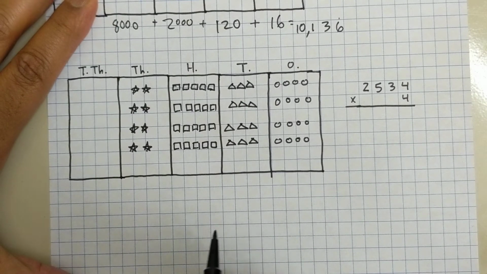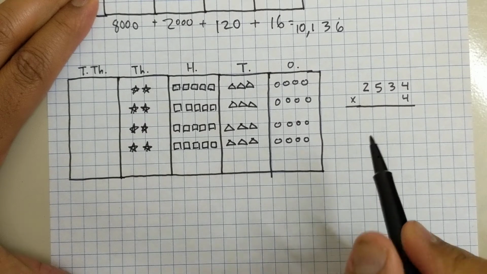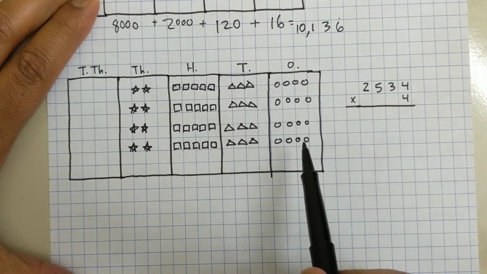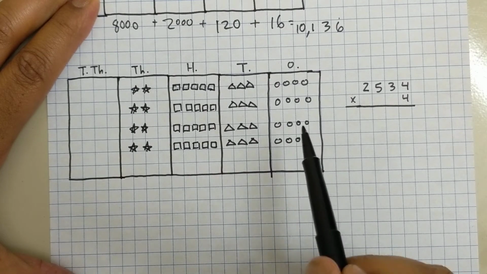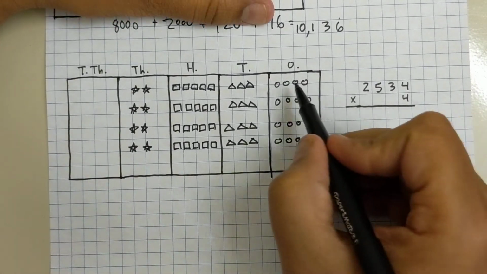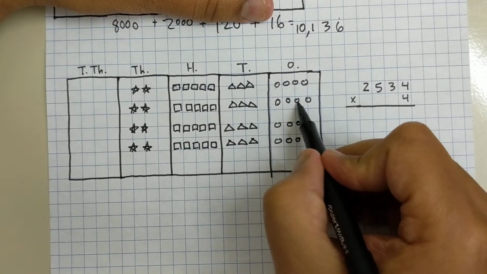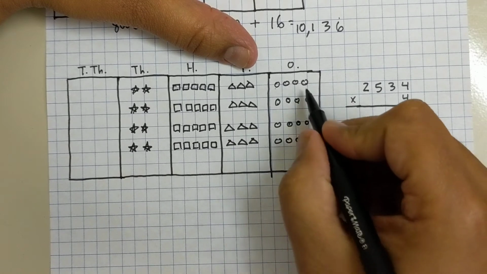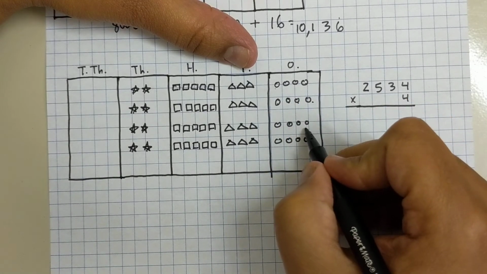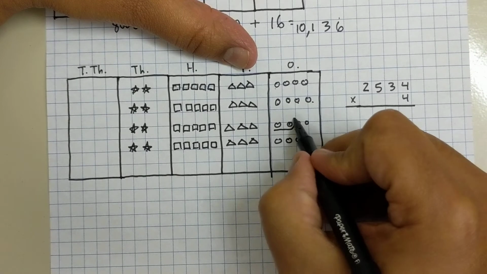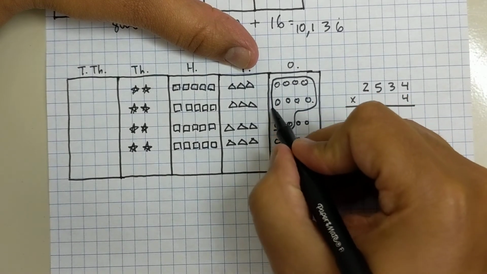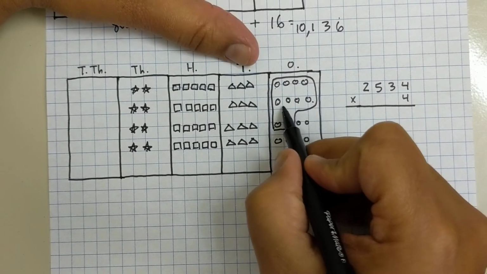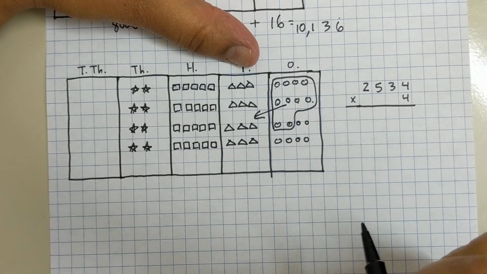The fact that kids already know and then can't really apply is that you need to take 10 things and trade them in to get one thing. In this case, I've got 1, 2, 3, 4, 5, 6, 7, 8, 9, 10 circles in my ones place out of 4, 8, 12, 16. I can take 10 of those and trade them in to give me a new 10. And that's going to come over here.